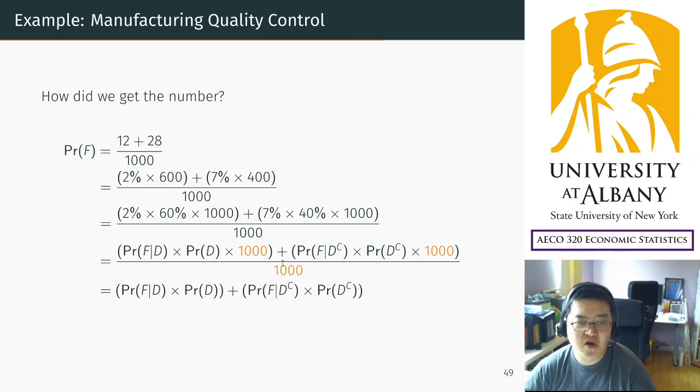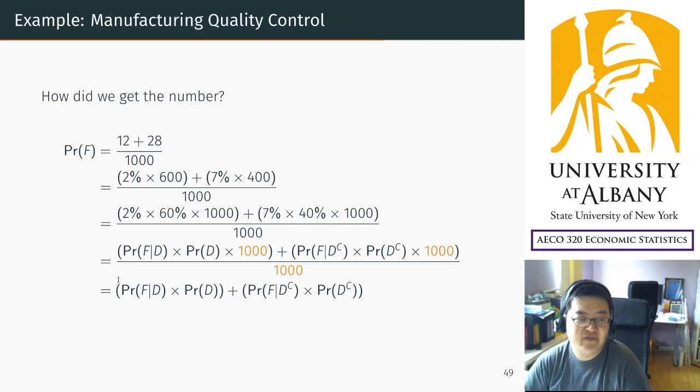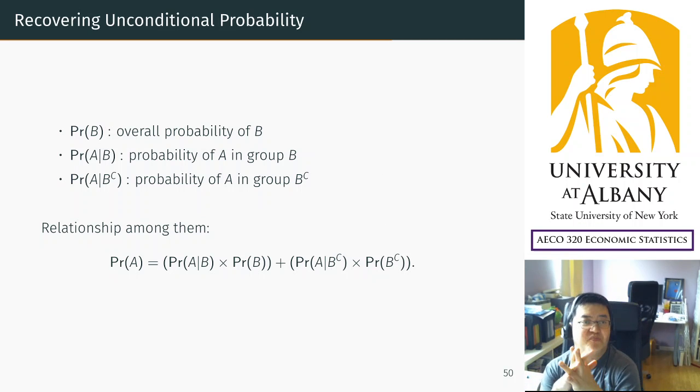But 1,000 was just an ad hoc number. It means nothing. I just chose it because it's easy. But it doesn't matter because you can cancel out 1,000 from the numerator and denominator. Then in the end, we have this equation. This is the essence of the tree diagram method. So we may extract this formula from what we have done, and let's formulate this rule.